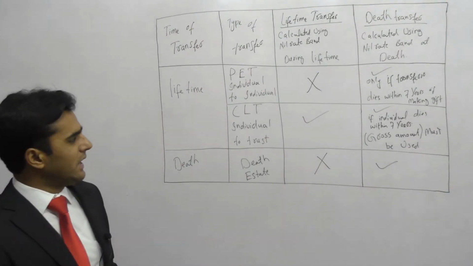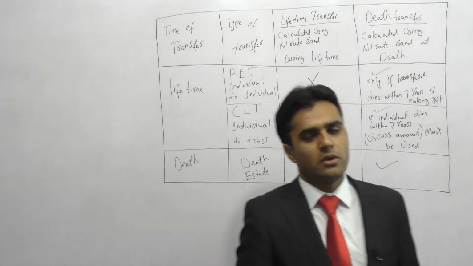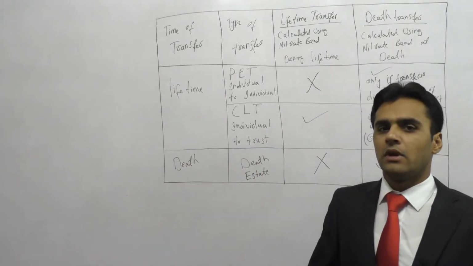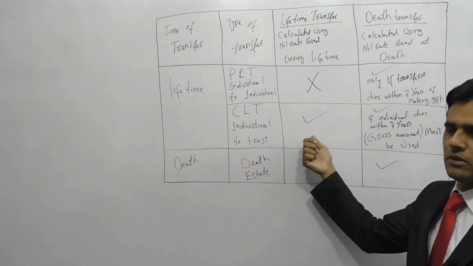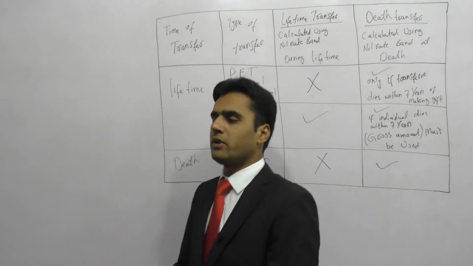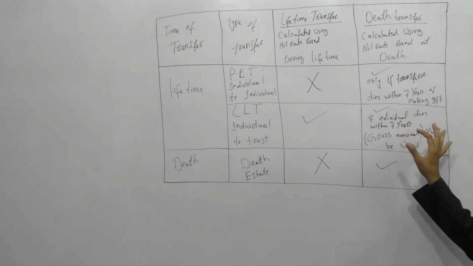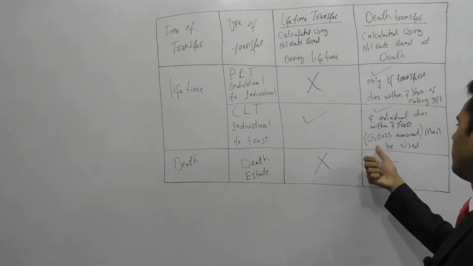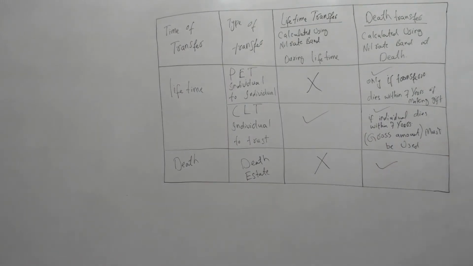Having said that, say for example one individual transfers to a trust, that is a chargeable lifetime transfer. Will they have to pay lifetime tax? Yes, they will have to pay lifetime tax. What if the individual survives for 7 years? Then it will be exempt. They will not have to pay any lifetime tax. However, if the individual dies within 7 years, then they will have to pay tax on the gross amount of the transfer.